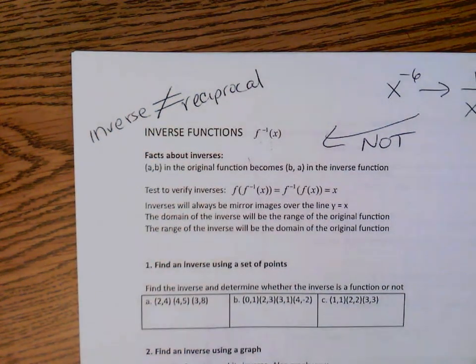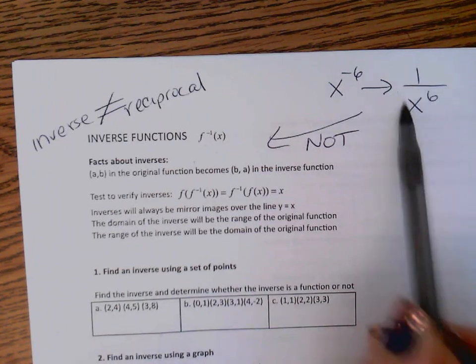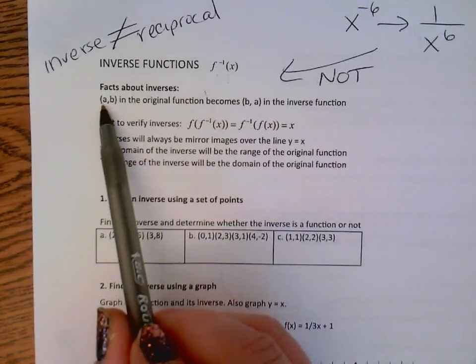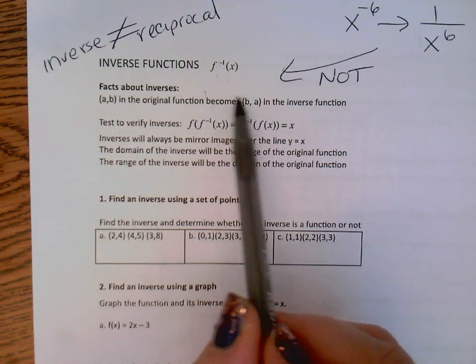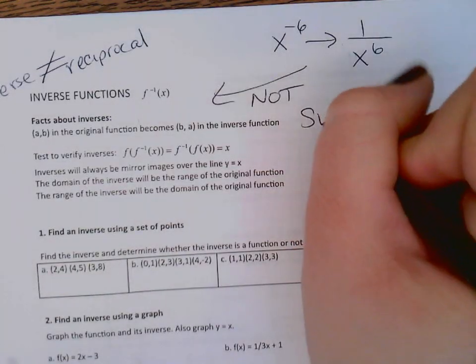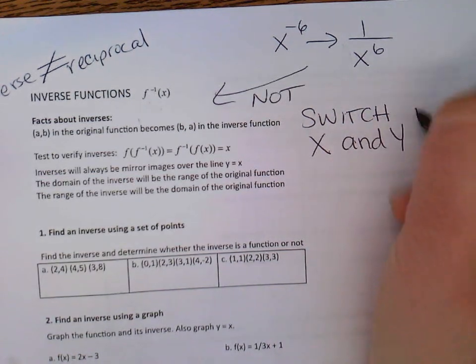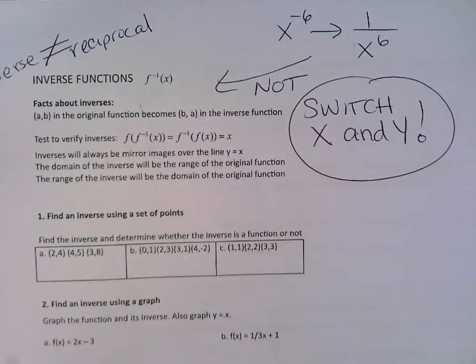They're not the same thing. This is reciprocal. Flip it over. Inverse is switching x and y. So you take a comma b and you make it b comma a. So you switch x and y. That's the big idea for inverses, switching x and y.